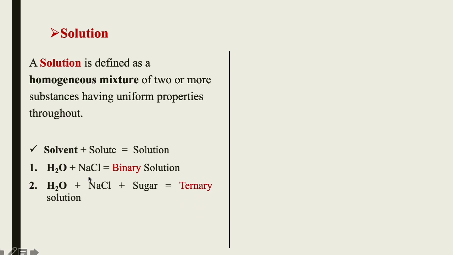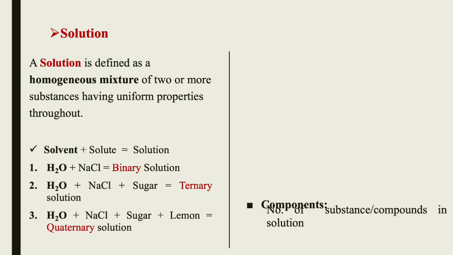The next example is a ternary solution, that is water plus NaCl plus sugar. NaCl is mixed with sugar and both are soluble in water. If these two solutes are soluble in water, we call it a ternary solution. Both are homogeneous. The third is the quaternary solution. In this case we have taken sodium chloride, sugar plus lemon into the water. This makes a quaternary solution. So these are the types of solutions.